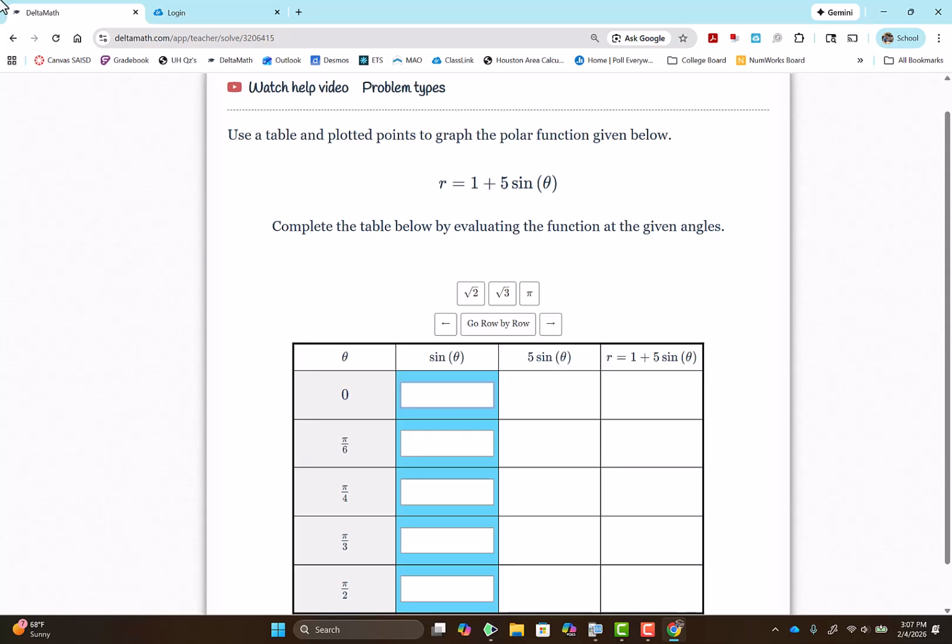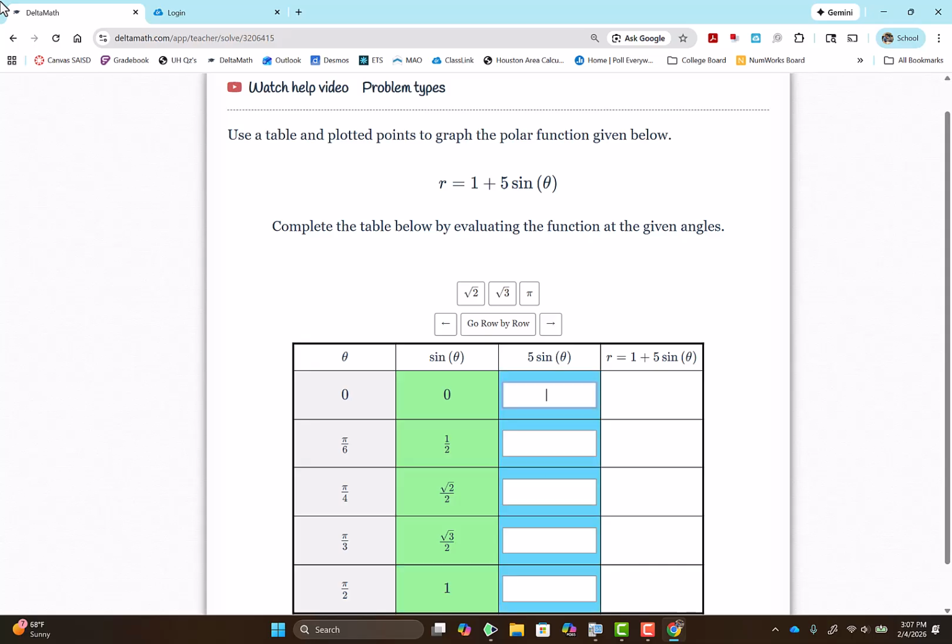Let's start it again. Sine of 0, 0. Sine of pi over 6, 1/2. Sine of pi over 4, square root 2 over 2. Sine of pi over 3, square root 3 over 2. Sine of pi over 2, 1. I'm multiplying by 5. 0 times 5, 0. 0.5 times 5 is 2.5, or 1/2.